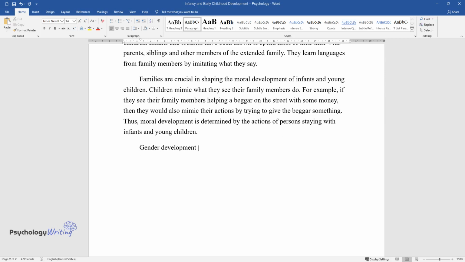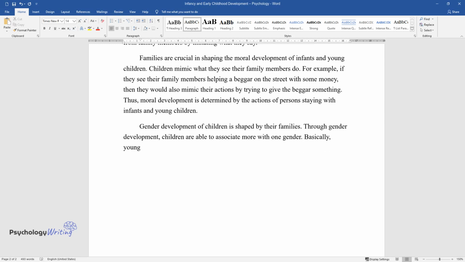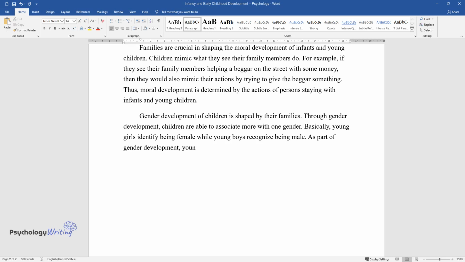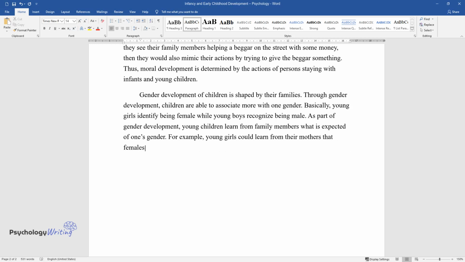Gender development of children is shaped by their families. Through gender development, children are able to associate more with one gender. Basically, young girls identify as being female while young boys recognize being male. As part of gender development, young children learn from family members what is expected of one's gender. For example, young girls could learn from their mothers that females should wear dresses while young boys could learn from their fathers that males play soccer.